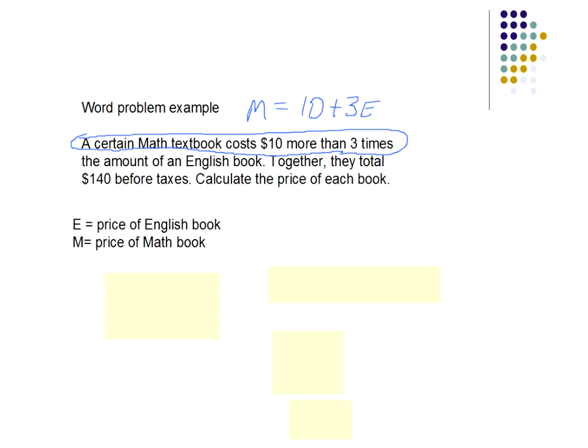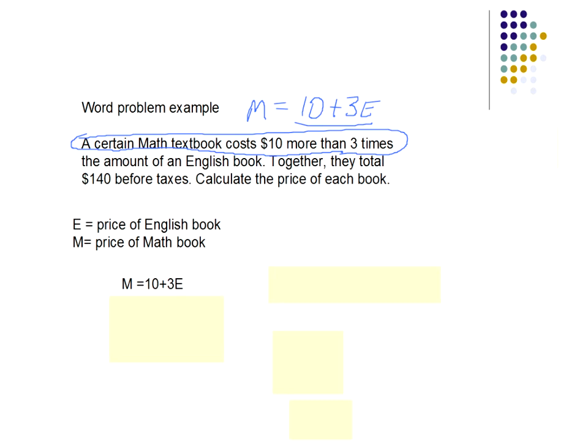If you're stuck with that, try a simple example. Say the English book costs $10. Well, what's $10 more than 3 times $10? 3 times $10 is $30, plus 10 is 40. That's exactly what we did in this equation. So sometimes adding a number to it, although that number is made up and probably not right, still can help you. So there's my first equation.